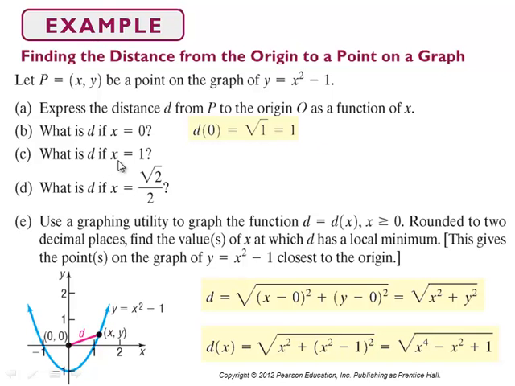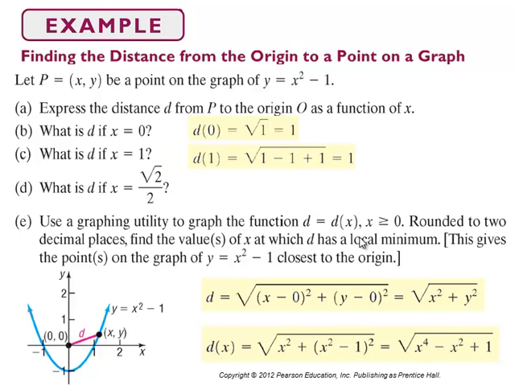Now what if x is equal to 1? Here the parabola crosses the x-axis at x equals 1, so we should really expect that distance to be 1 as well. Because if you take the straight line distance between the origin and 1, 0, that distance is 1. And indeed, you plug in 1 for x, what do you get? You get 1 to the 4th minus 1 squared plus 1, that's 1 minus 1 is 0, and you get the square root of 1.